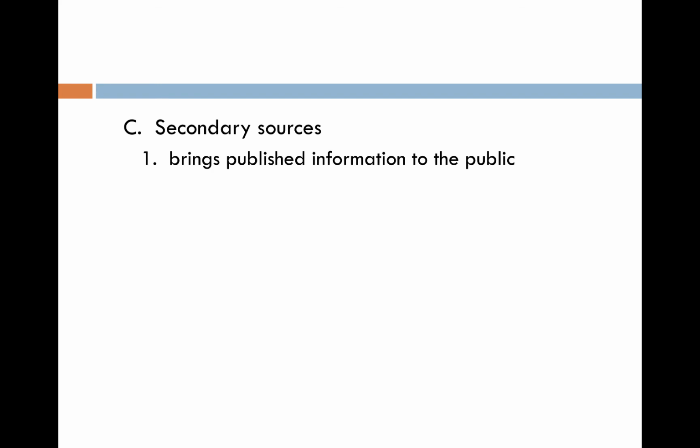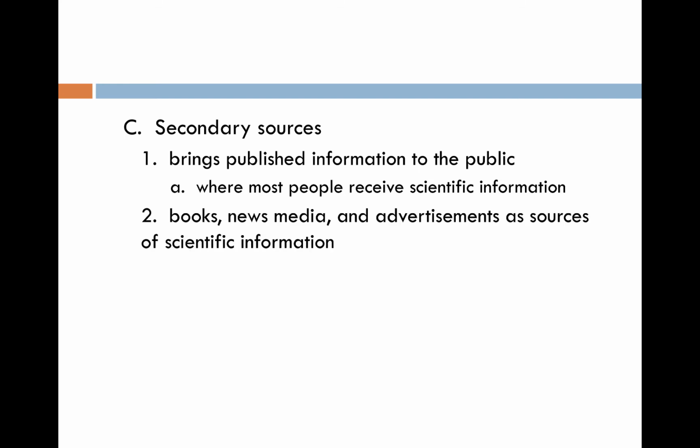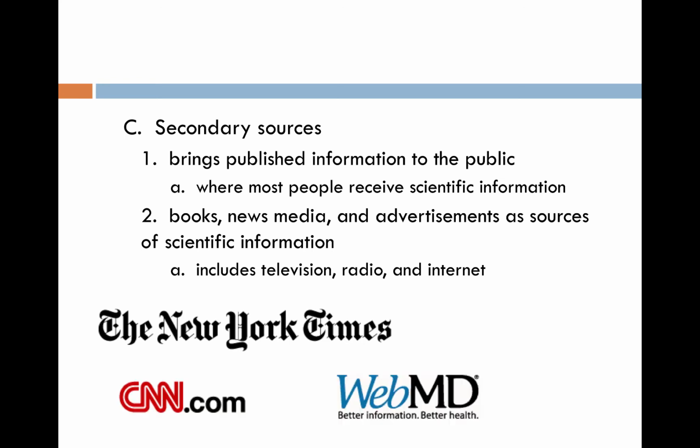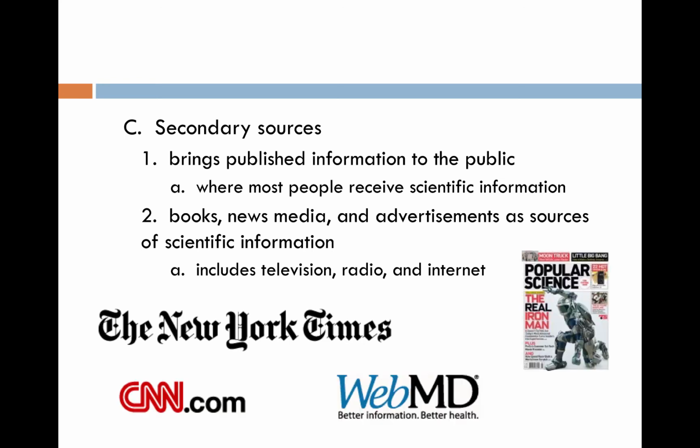Okay, so secondary sources, it's where you bring published information to the public. And really, that's where most people receive their scientific information, unfortunately. With secondary sources, it's where you have books, news media, and advertisements as sources of scientific information. So that would include television, radio, and the internet. And here are some examples of where people get their scientific information. And really the best source to go to is clearly your primary sources.